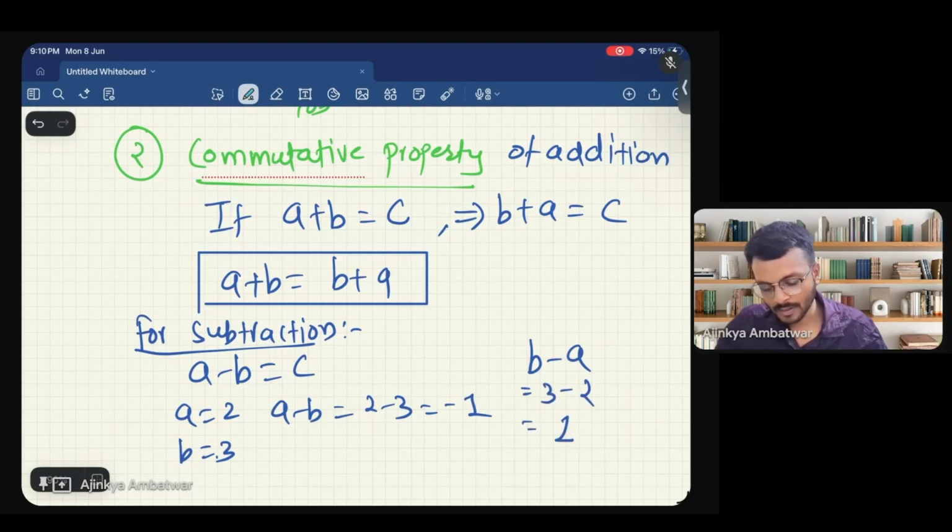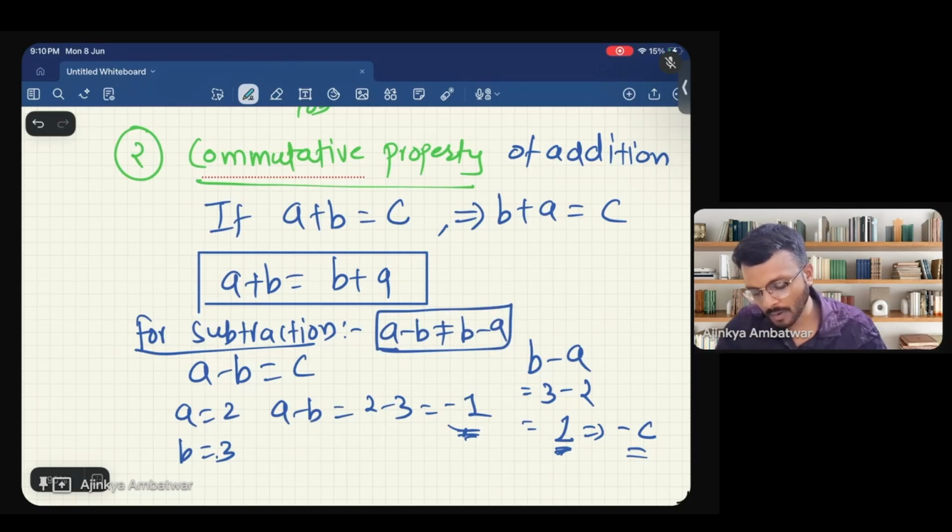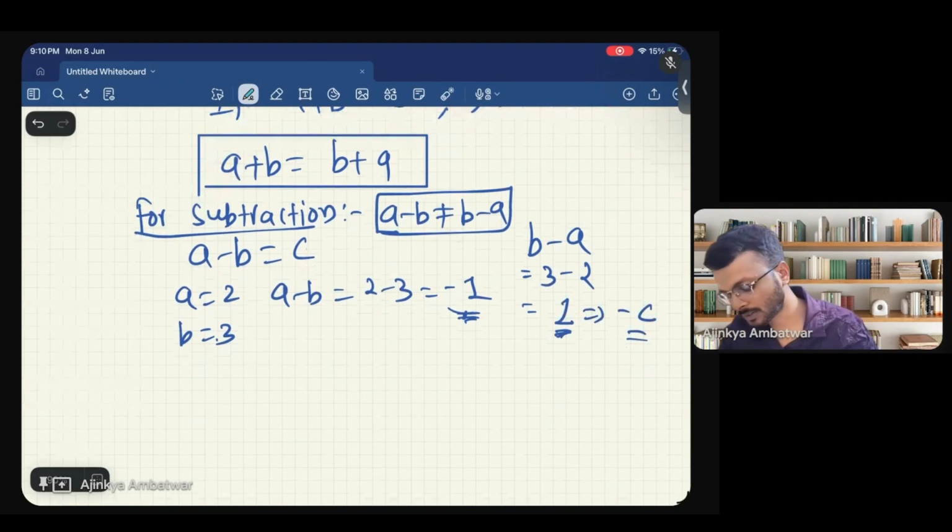I'll get 1. And this answer is not equal to the previous one. It was minus 1, I got plus 1. So answer will become minus c. The earlier answer was minus 1, now it is plus 1, which means the answer has become negative. So answer becomes minus c. So a minus b is not equal to b minus a. So commutative property is not applicable for subtraction. Clear? Making sense? Very good.